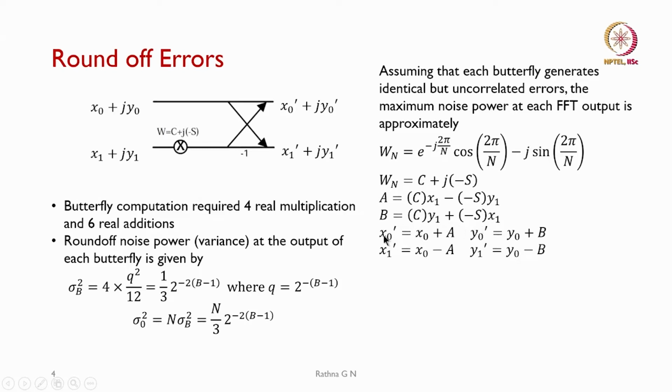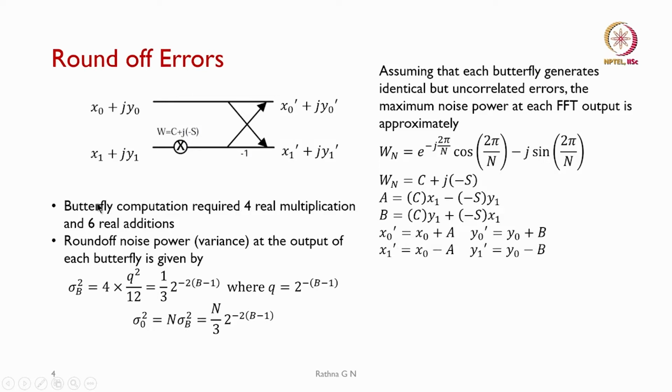Then we know that x naught dash is equal to our real part x naught plus a, where a is given by this equation, and y naught dash is y naught plus b, given by this equation. x1 dash will be x naught minus a, and y1 dash is going to be y naught minus b. You can verify whether we have got these equations correctly or not.